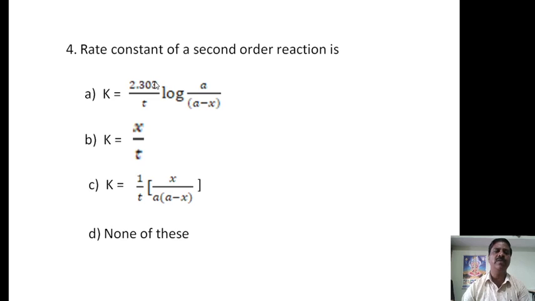Next, the fourth one is the rate constant of a second order reaction. What is the expression of the rate constant of a second order reaction? The first option is k is equal to 2.303 divided by t log of a divided by a minus x. B option is k is equal to x by t. C option is k is equal to 1 by t into x divided by a into a minus x, and D is none of these. Now I will give you 10 seconds to find the correct answer for this question.